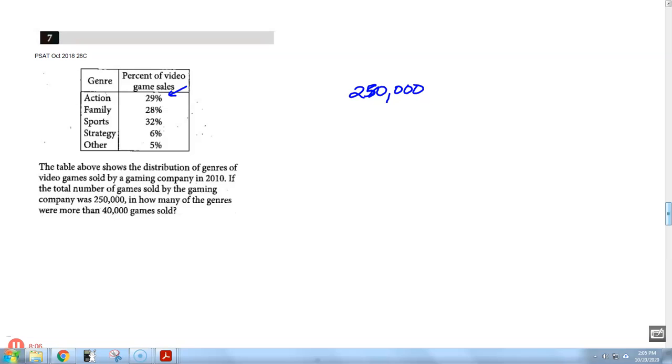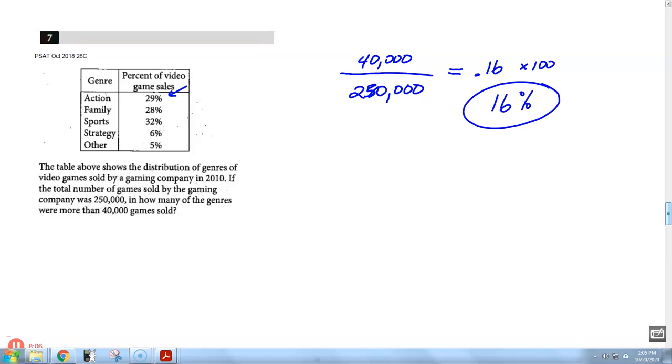So if I want more than 40,000, I've got to figure out what percentage 40,000 is of the total 250,000. If I get rid of all the zeros, it's really just 4 divided by 25. Save myself some time. So 0.16, which when you times it by 100, you're looking at 16%. So if you get 16%, you're at 40,000. So how many genres were more than 40,000 or more than 16%? Well, that looks like correct answer 3.